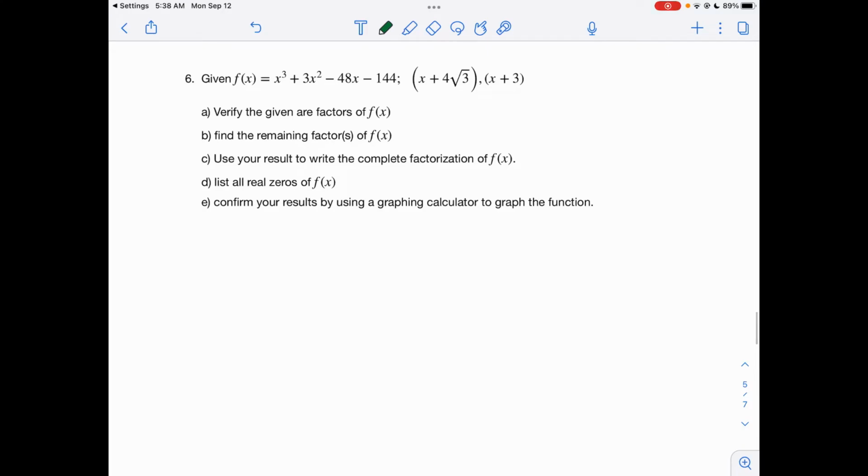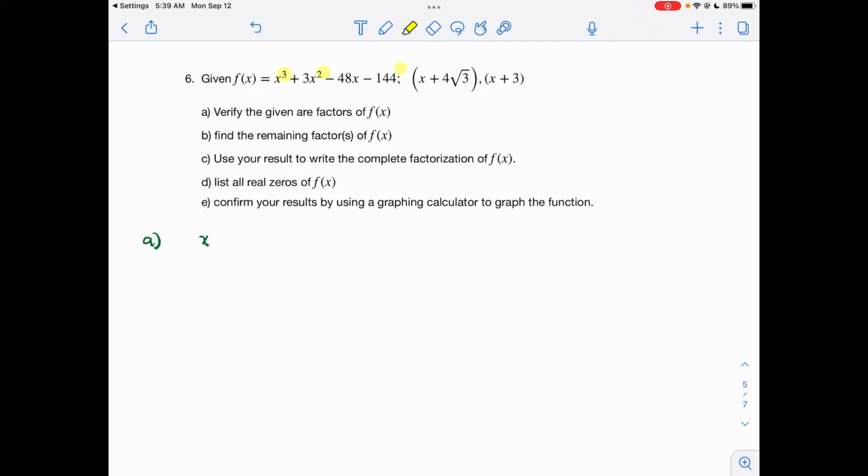So let's kind of put all this together in this problem here. So given this f of x function, we want to verify that x plus 4, the square root of 3, is a factor and x plus 3 is a factor. We want to find the remainder theorem for f of x, and then we want to use our results to write the complete factorization of f of x. All right, I'm going to start with x plus 3 because that's a little bit easier to do for part A.